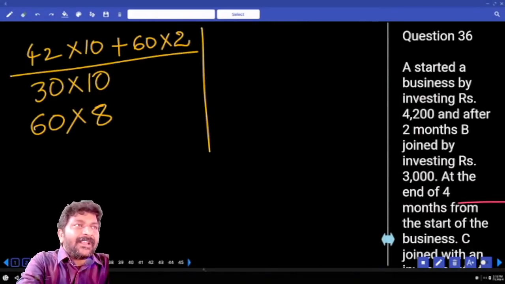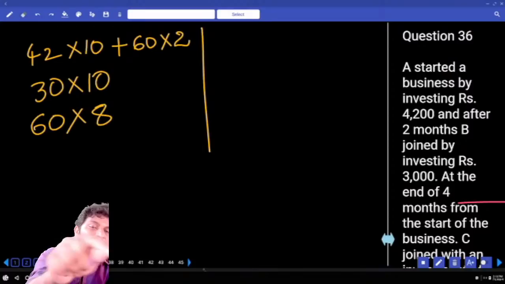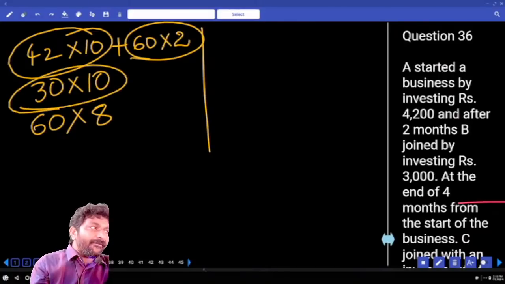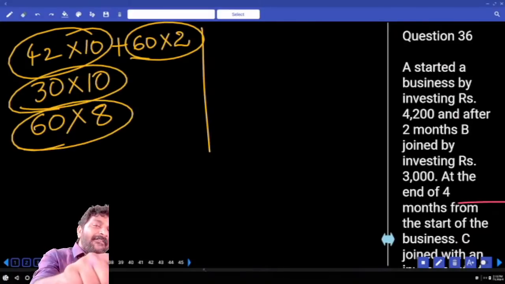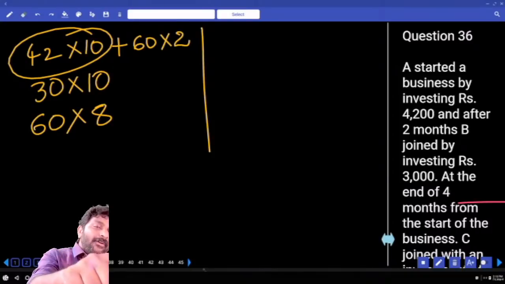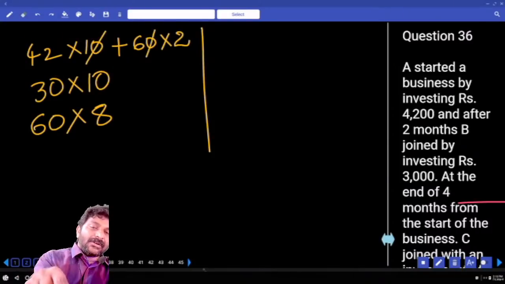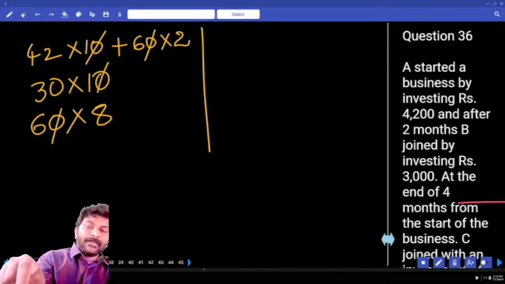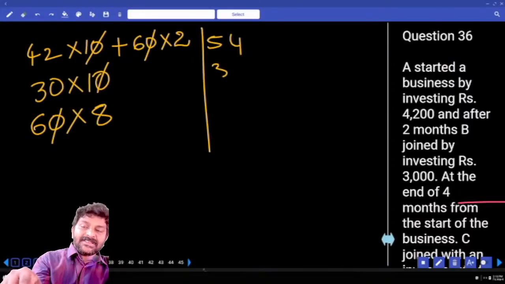Here you can take 10 common. In the first term, 10 multiple. Second term also 10 multiple. B also has 10 multiple. C also has. So you can take 10 common and go for cancellation. 0, 0, 0, 0, cancel. Okay. 42 plus 12, 54. Next, 30. Next 16 to 8.